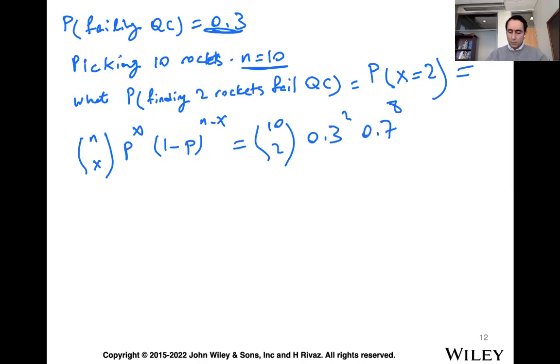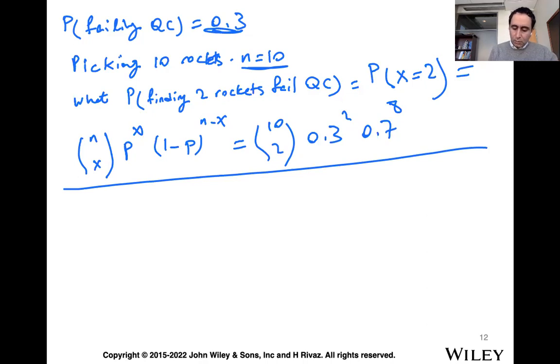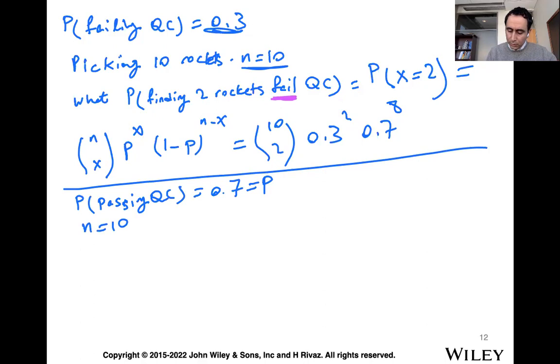Any questions? Before I answer questions, let me solve the exact same question using another approach. So probability of failing QC is 0.3. I could write it as following: probability of passing QC is 0.7, right? So here I define success as passing QC. Again, I pick 10 rockets, so my N is still 10. In the previous question, I wanted 2 rockets that fail, and I had the probability of failing.